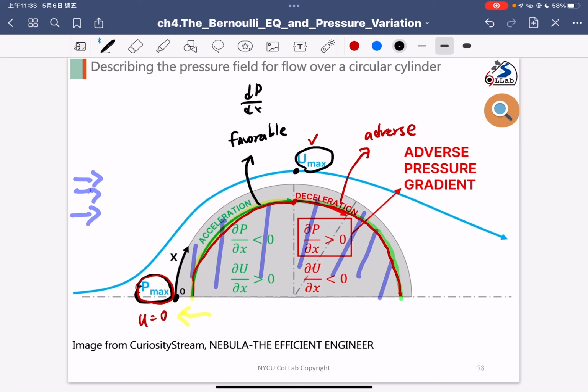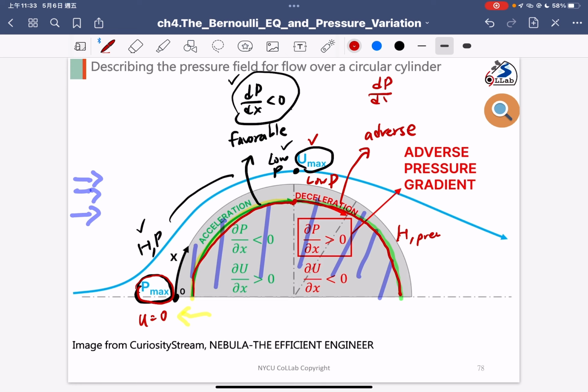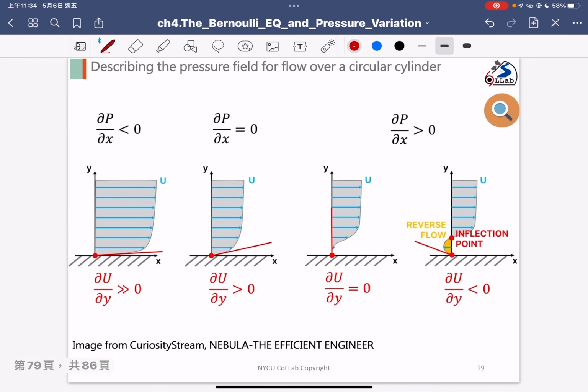That's the reason why the pressure gradient dP/dx is smaller than 0: usually a higher pressure will flow to a lower pressure. So the gradient is smaller than 0. The left-hand side is high and the right-hand side is low, so the pressure to the right decreases, and the gradient is smaller than 0. But on the right-hand side, there is a lower pressure before and a higher pressure here. In that case, dP/dx is larger than 0. So to the right-hand side is a deceleration condition. Okay, I use a cartoon figure to show the different conditions.